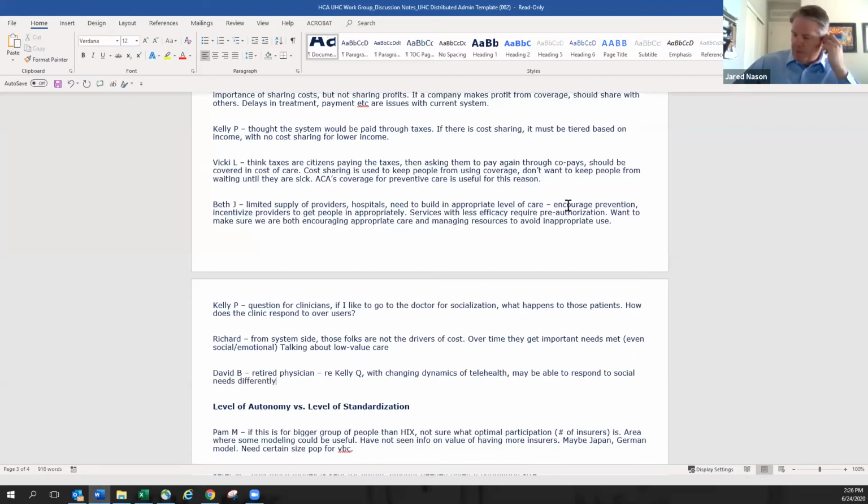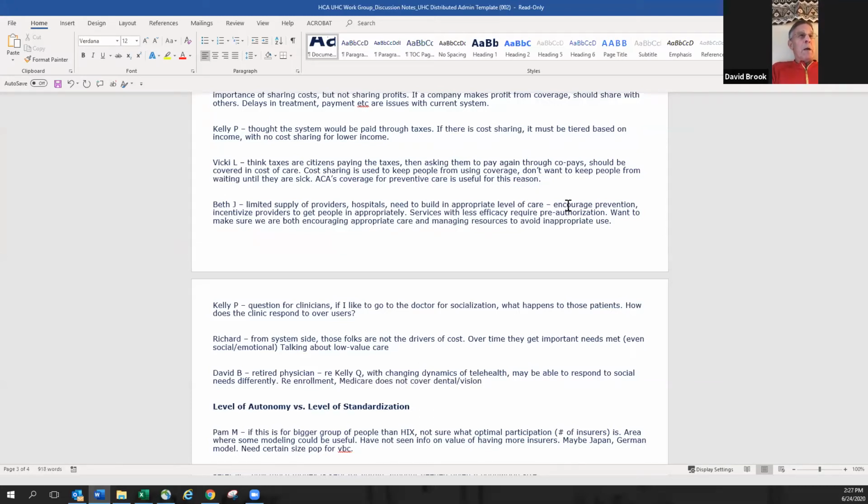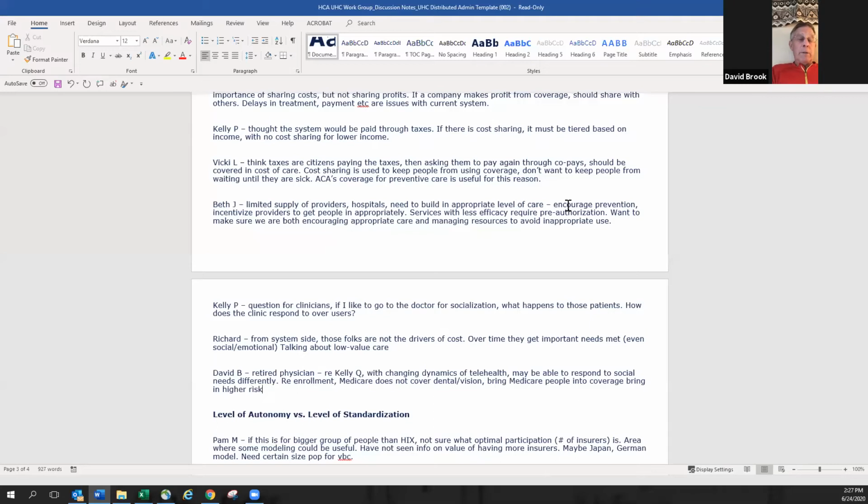Secondly, in regards to enrollment, I'm on Medicare. I find Medicare coverage very good. Medicare does not cover dental and vision. If you bring Medicare people into your coverage for everyone, then you're bringing in a higher risk group. And whether you want to do that or not is something that I'm uncertain about.